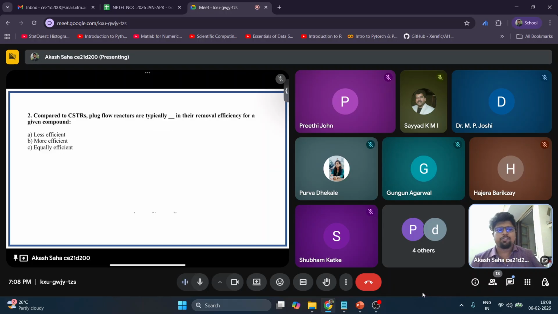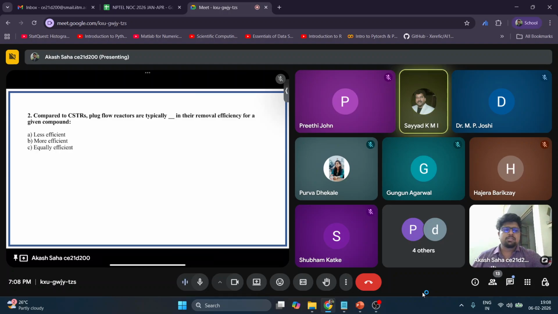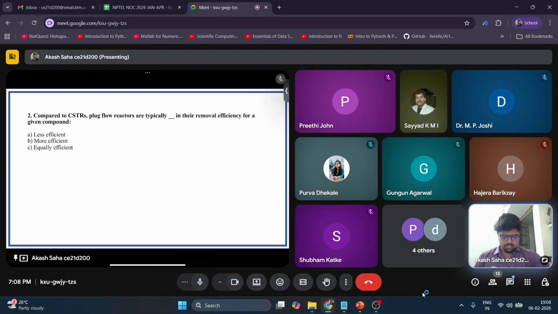Right, moving forward. Compared to CSTRs, plug flow reactors are typically dash in their removal efficiency for a given compound. Here we are comparing a CSTR and a plug flow reactor. Tell me whether it is more efficient or less efficient. More efficient, more efficient.